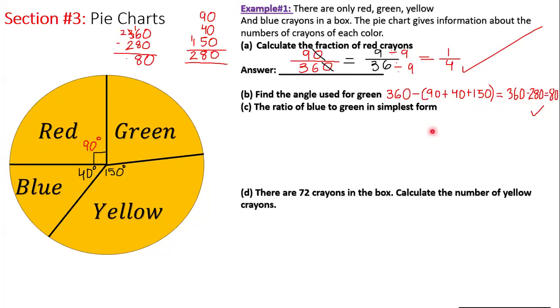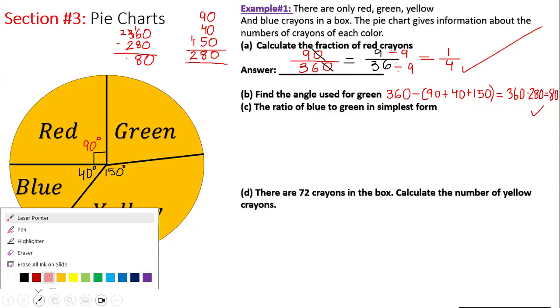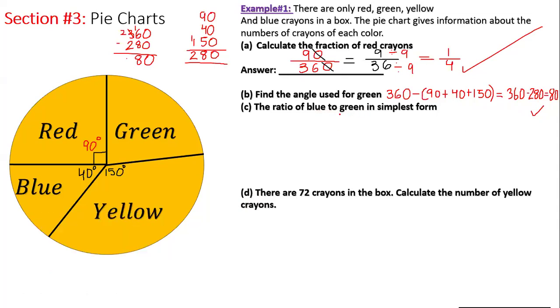Good. Now we want the ratio of blue to green. I know we did ratio before. We separate them with the colon. Would it be 4 to 8? So the ratio of blue to what?